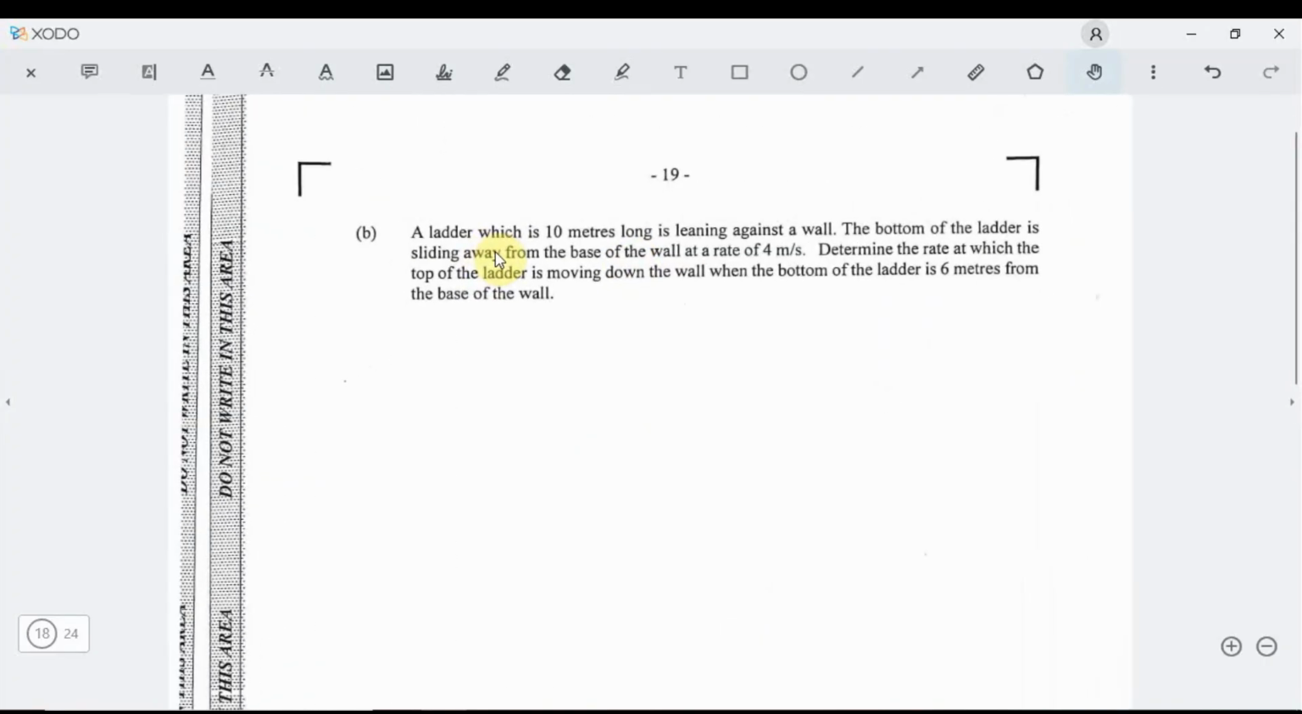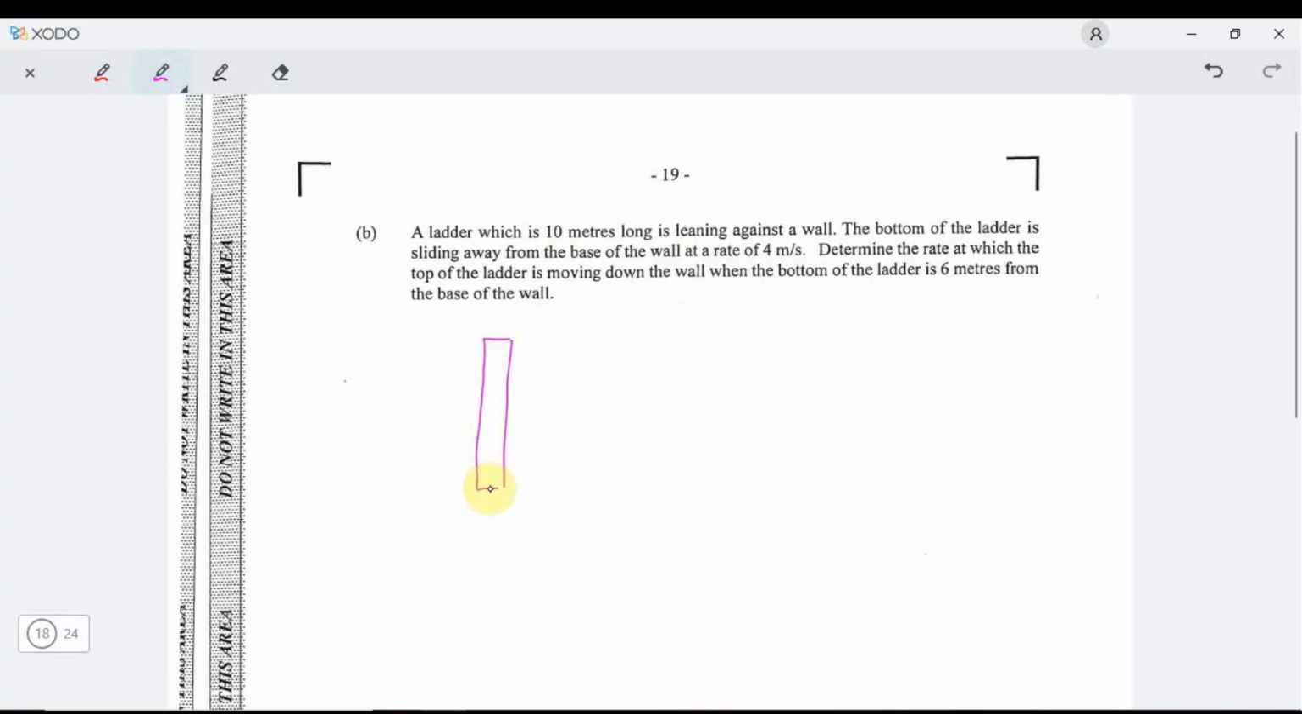Part B. Part B says a ladder which is 10 meters long. Now, guys, once I see a worded problem, you know what I'm going to say. Picture it. I cannot just do the math. Maybe you're good at it, but I have to picture it. So a ladder is 10 meters long and it's leaning against a wall.